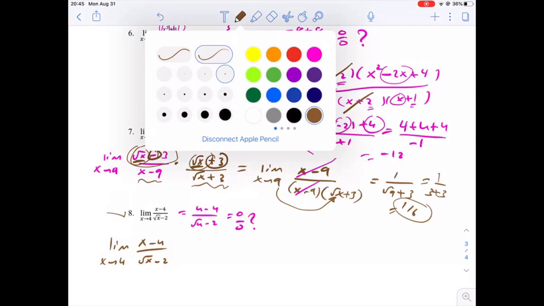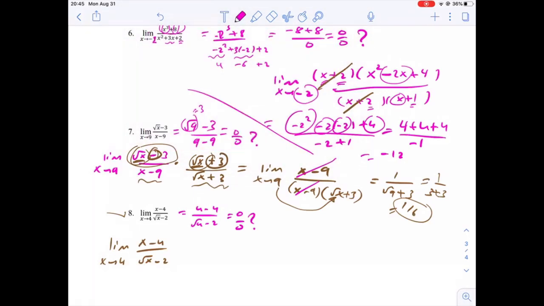So what is the conjugate of this? The conjugate is, we look at the expression that involves square root. It's in the denominator. So we multiply by square root x, but plus 2. That's the conjugate. And we multiply the numerator as well by the same expression. And then we get limit as x goes to 4 of x minus 4 times square root x plus 2. This should be 2.